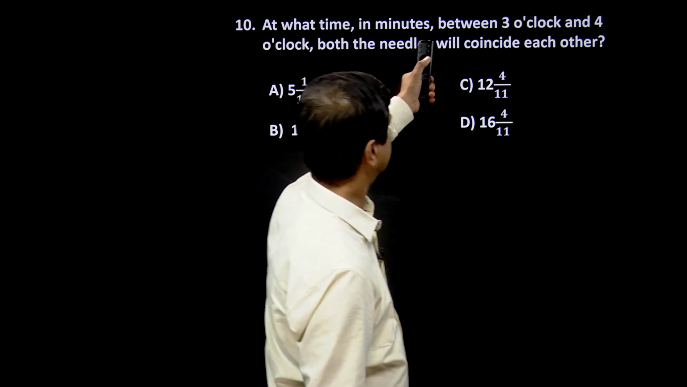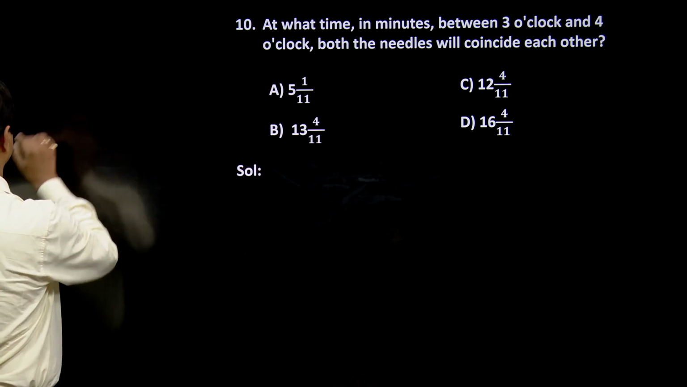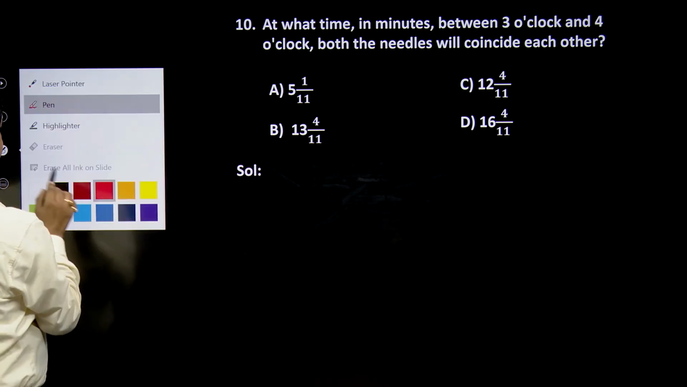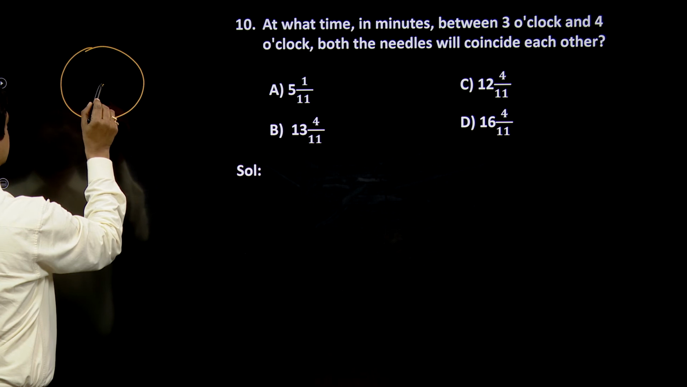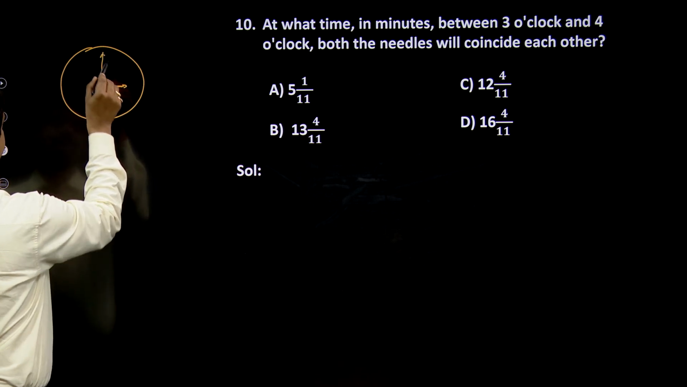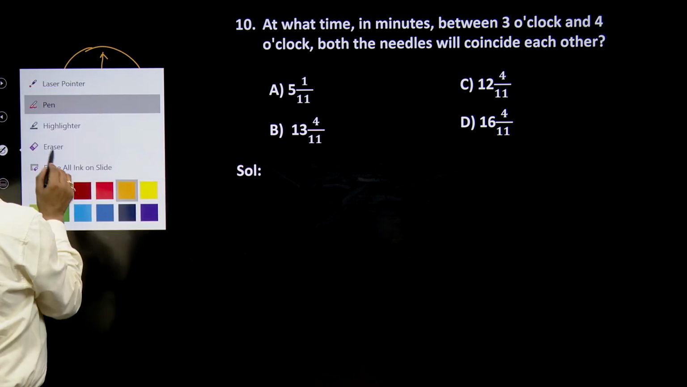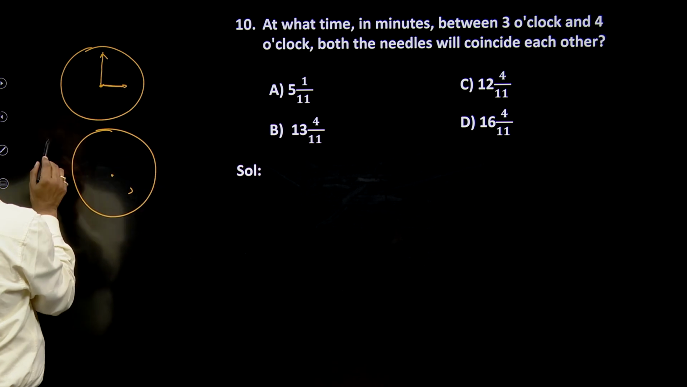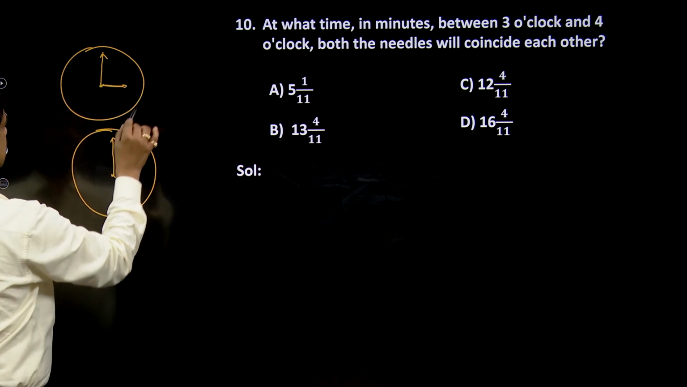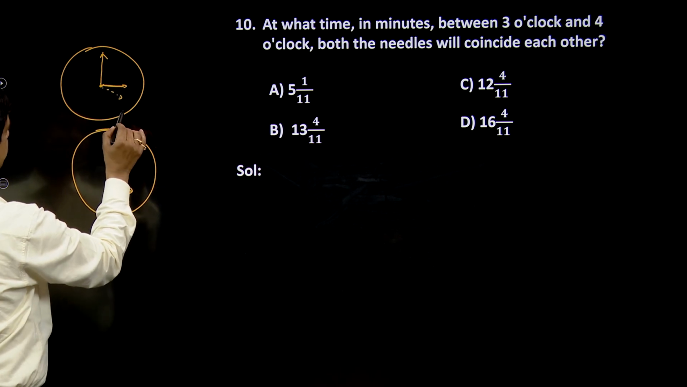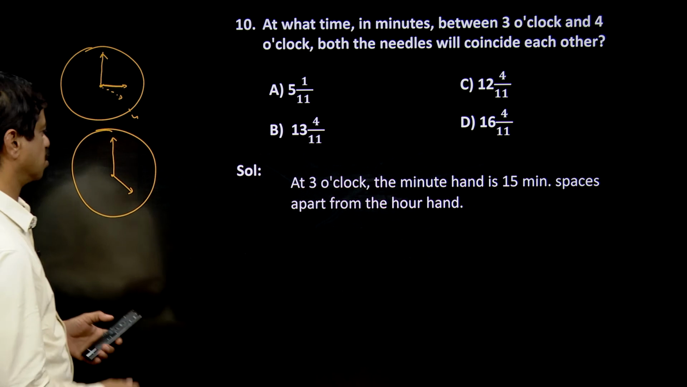At what time in minutes between 3 o'clock and 4 o'clock will both the needles coincide with each other? Between 3 and 4 means what? So 3 p.m. This is the center, hours needle, minutes needle, and 4 p.m. center. This is 4, so it is like this, and this is like this. So in between, when it is turning, it will cross somewhere here, before 4. Somewhere here, this needle will cross that hours needle. So what time it works out to, that is what he is asking.